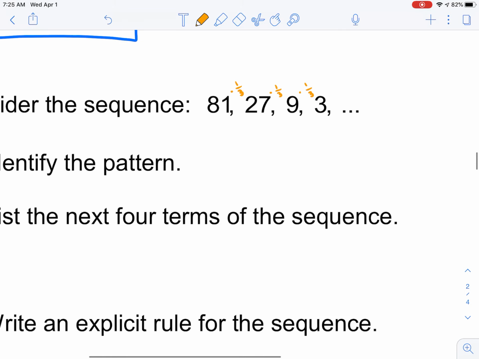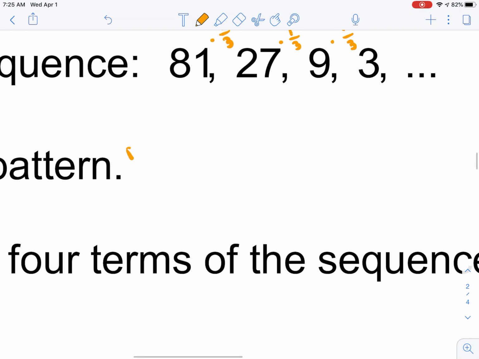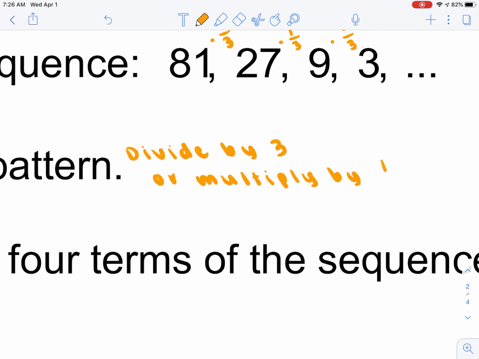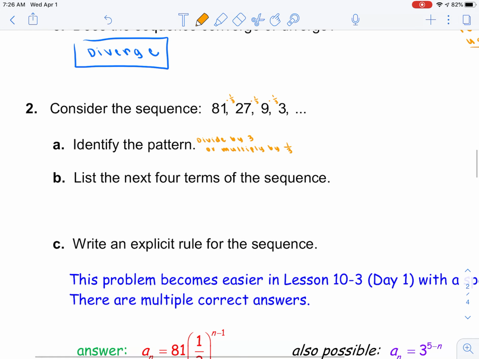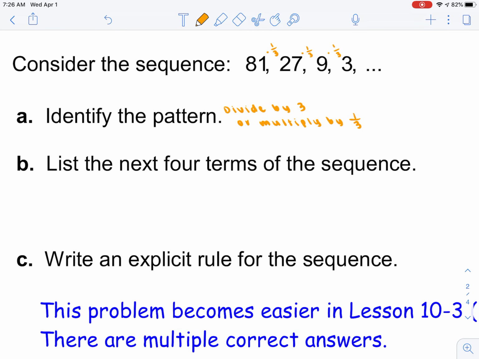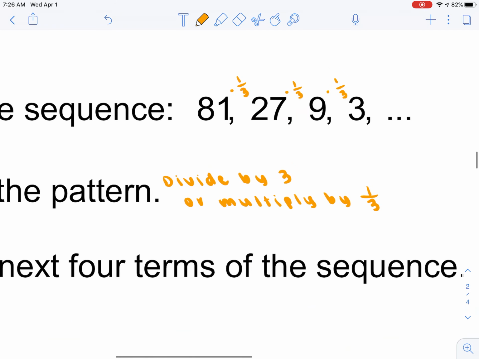Now, some of you may have seen that already and said, well, I didn't think multiply by a third, I thought divide by 3. It's the same thing. So you could either divide by 3 or multiply by a third. Later in the unit, you'll see the value of multiplying by a third versus dividing by 3 when we write these formulas.